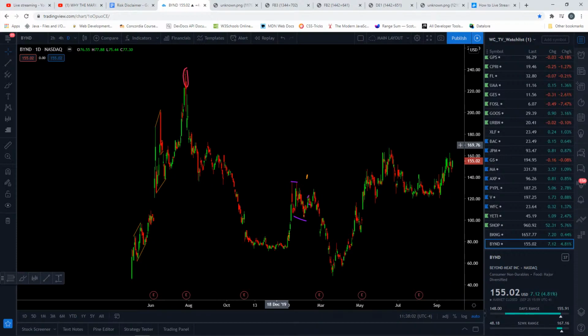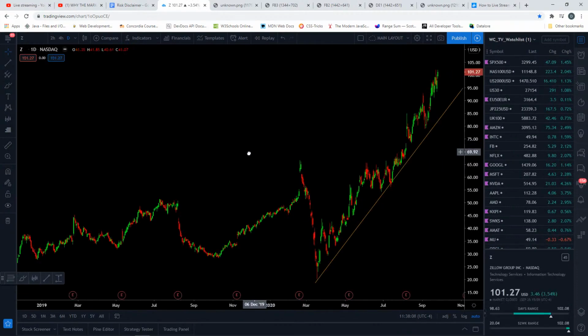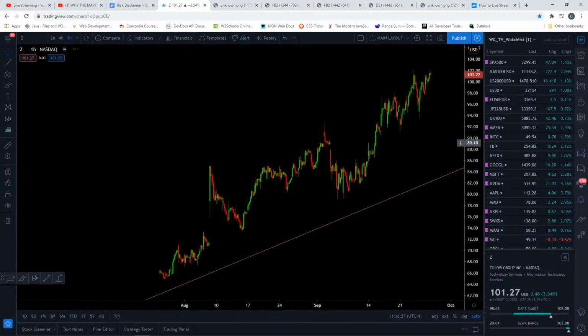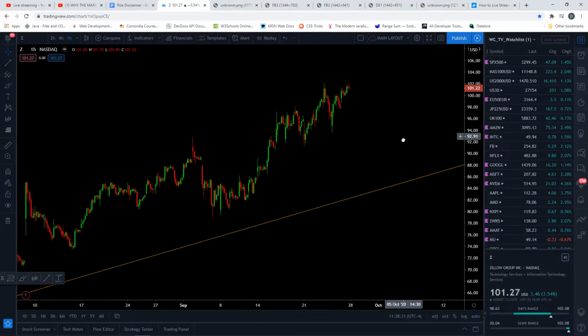Same thing for Zillow and all these things. Right now, there's just a craze about technology, these apps that can do things in an easier way, right? I think Zillow is for houses, and it's really hot right now. So obviously, you wouldn't want to bet against it. Just keep on buying on a pullback.